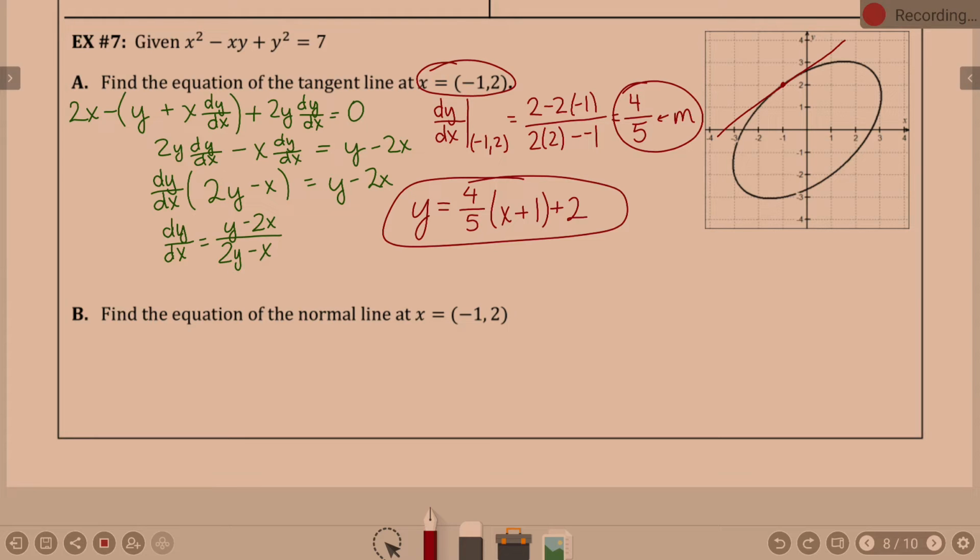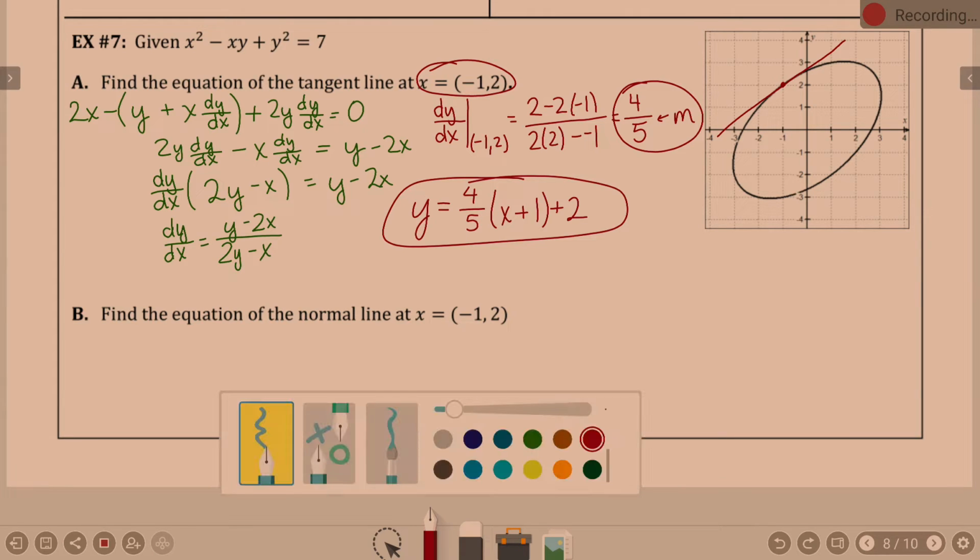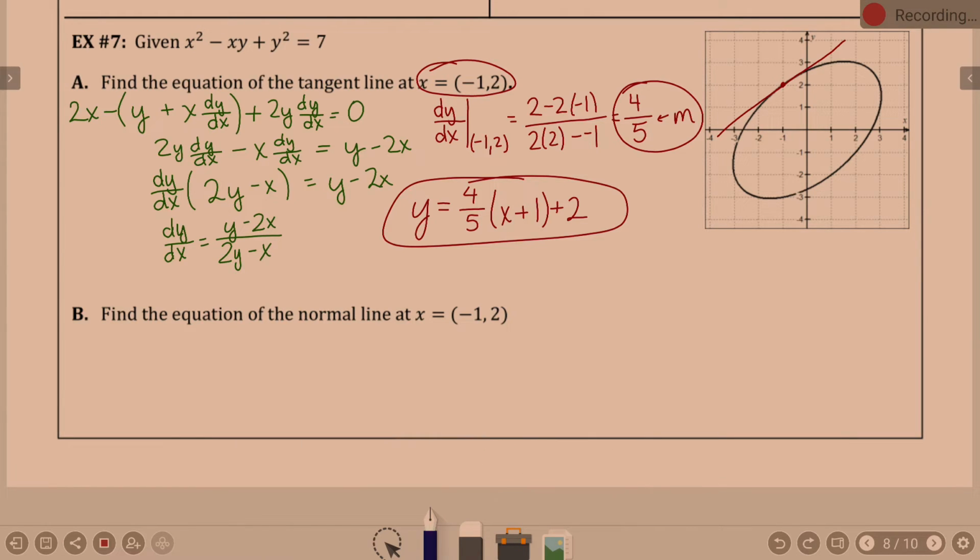Part B. Find the equation of the normal line at x equals -1, 2. Isn't it just y equals -5 over 4 times x plus 1? Now what's the key we need to talk about? What's normal? Normal is a variation of saying perpendicular to the tangent.